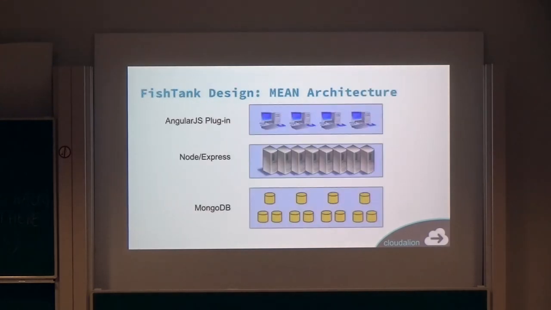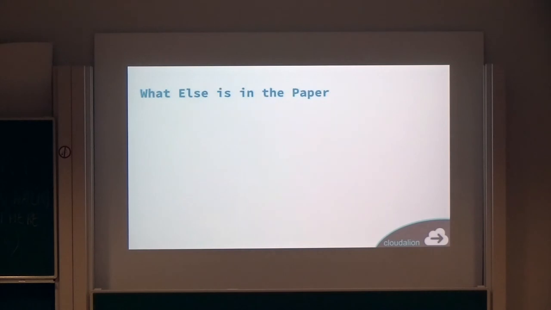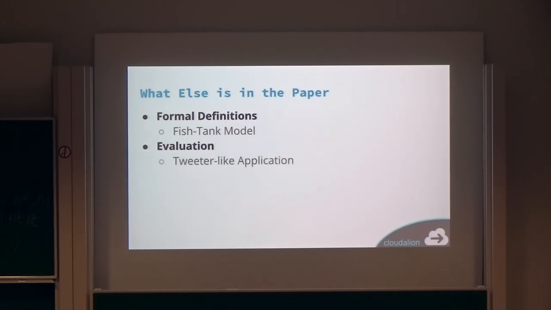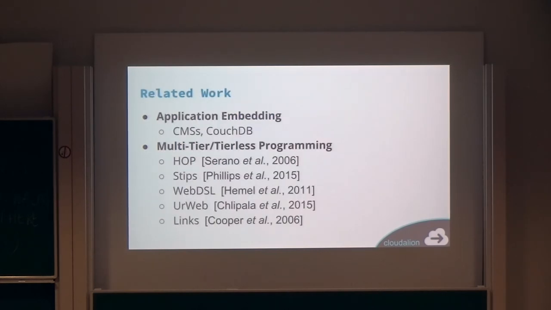You'll have more information about this in the paper, alongside a formal definition of the fish tank model, an evaluation in the form of a Twitter-like example, which is more elaborate than what I've shown here today, and discussion of applicability, correctness, and performance. You'll also find discussion of related work, including application embedding and multi-tier or tierless programming.